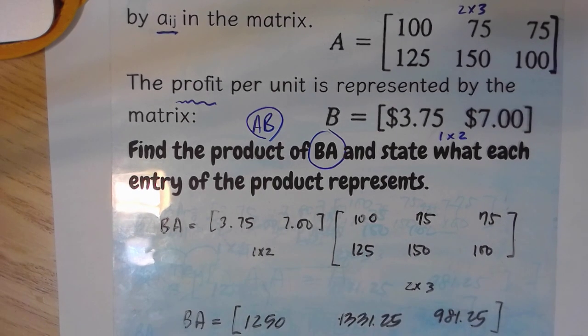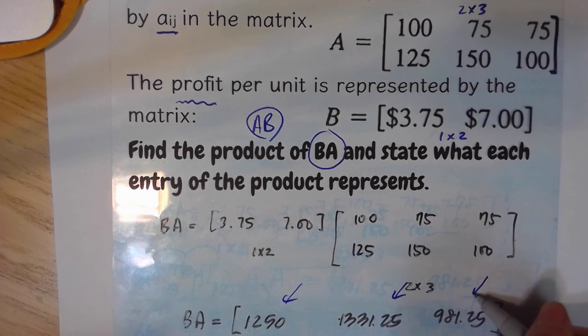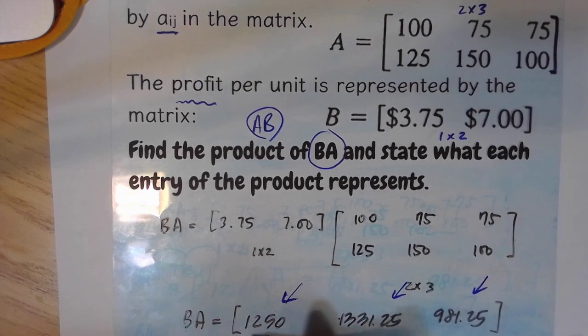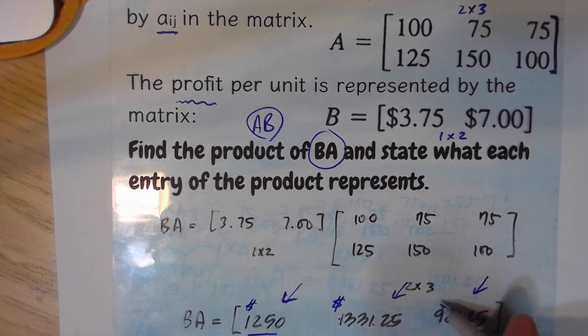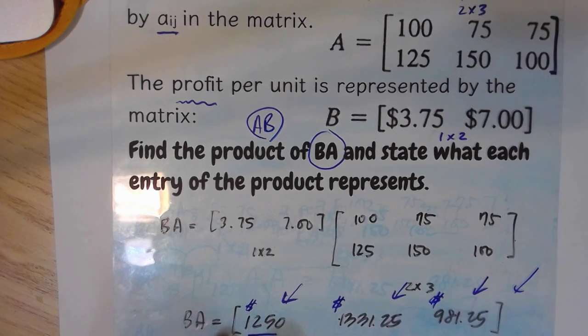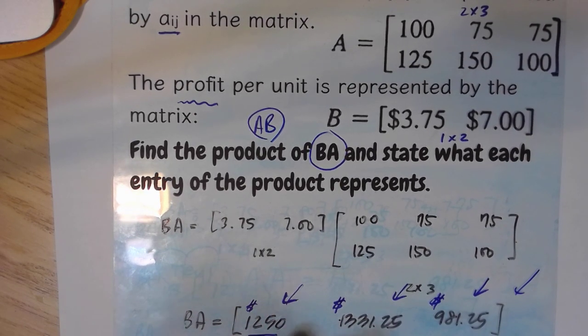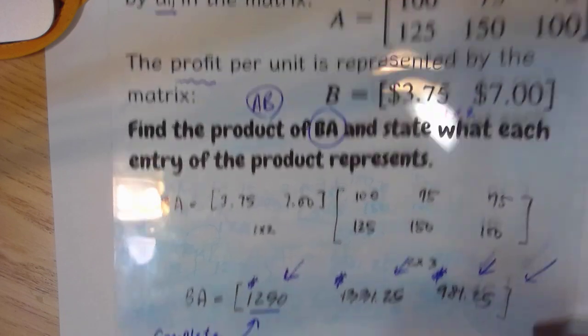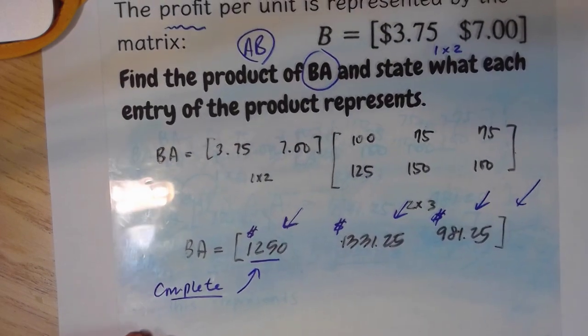Everyone here knows how to multiply these 2 matrices. But what do these values tell me? What's the significance of 1250, 1331 and a quarter, $981 and a quarter? What do these mean? I want you to write a complete sentence explaining what these values mean. Okay, so stop the video and write that down.